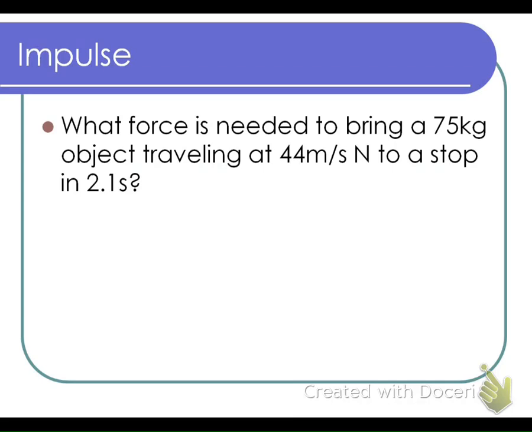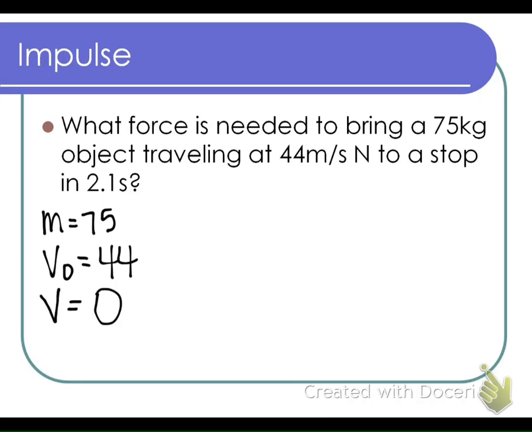All right, so we can go ahead and start making our list here of what we have. We have our mass, which is 75. Our velocity initial, which is what? 44. What's our velocity final? 0, because it says it comes to a stop. All right, and we know that our time is 2.1 seconds. So we're going to go ahead and solve for a force.